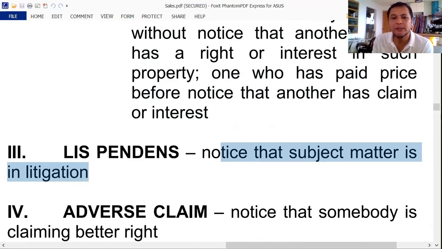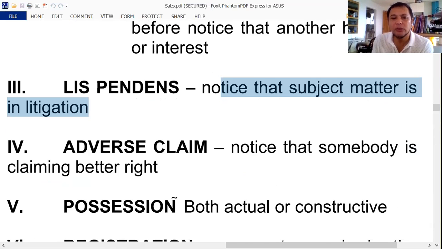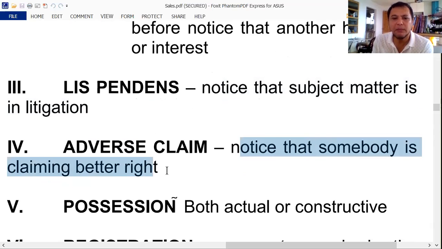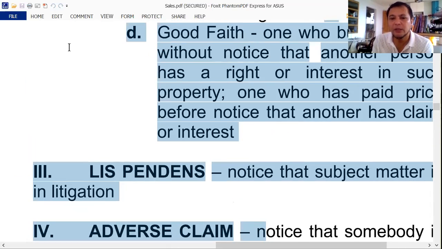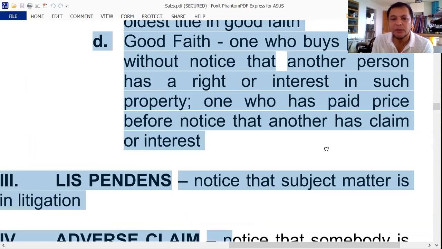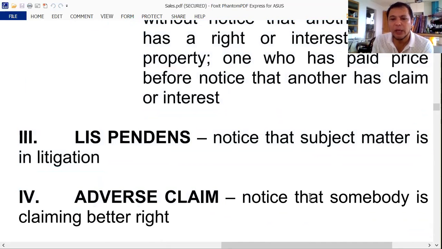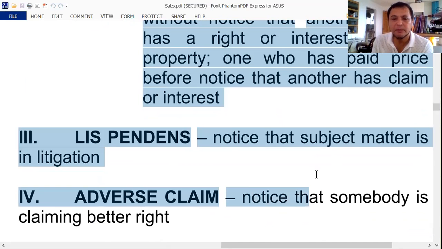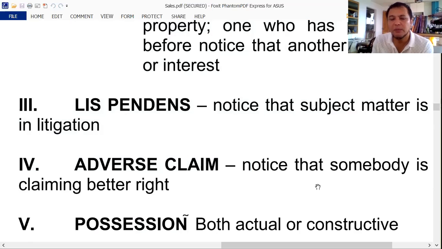So that's lis pendens. Another kind of notice is an adverse claim. So adverse is the other party. That's an adverse claim. So notice that somebody is claiming a better right over the same property. So you will file this in the registry of deeds, no? You will annotate this in the title of the subject property that you're claiming a better right, and the heading would be notice of adverse claim.